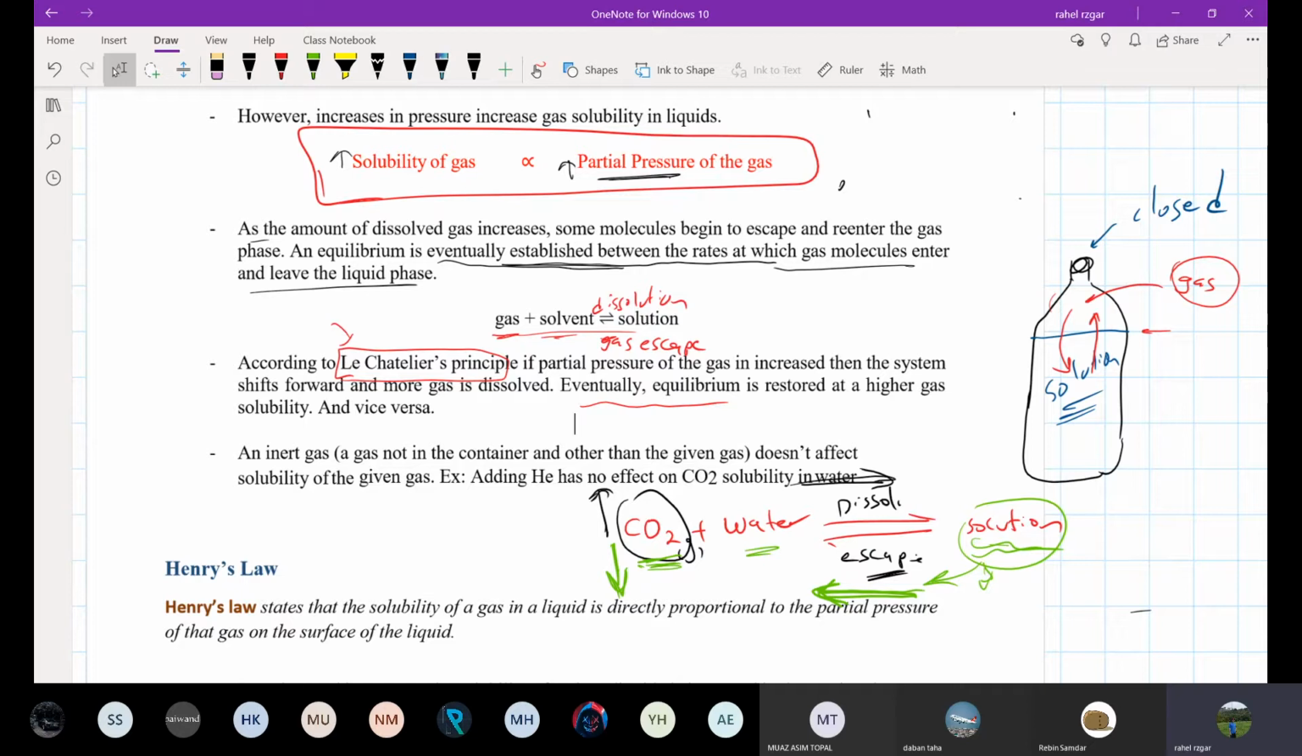At another pressure, it takes a different amount. For solids, we'll talk about it later, in liquids it depends on temperature. If you increase temperature, more solid can dissolve. By increasing temperature, you can always dissolve some more. The same thing for gases. If you increase pressure, you can dissolve more. All right?